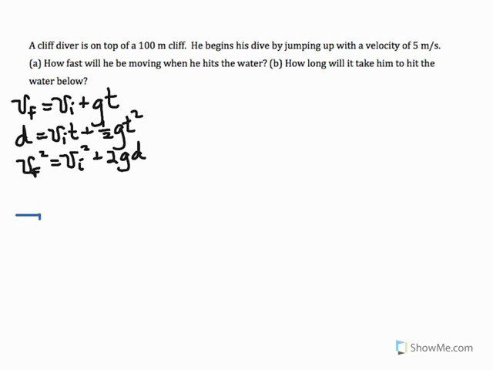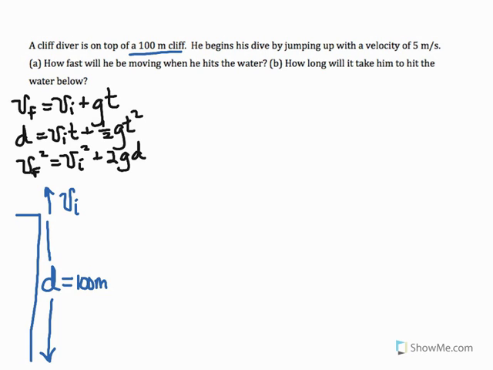We have a diver that's on top of a cliff, and he's going to jump up. So he's going to jump up, so that's going to be our initial velocity. He's on top of a 100-meter cliff, so this is my displacement. Remember, with displacement, I don't care the path that you take. All that we care about is that he started on the top of the cliff and he ended down below here in the water. All right, so we've got our displacement's 100 meters.